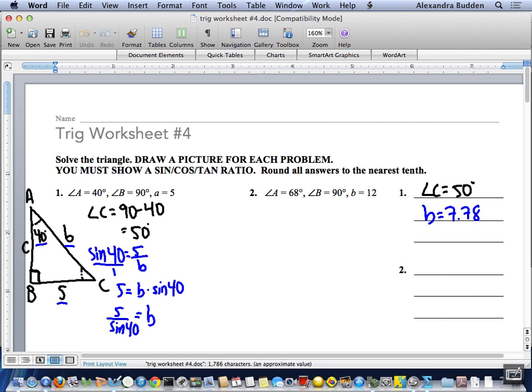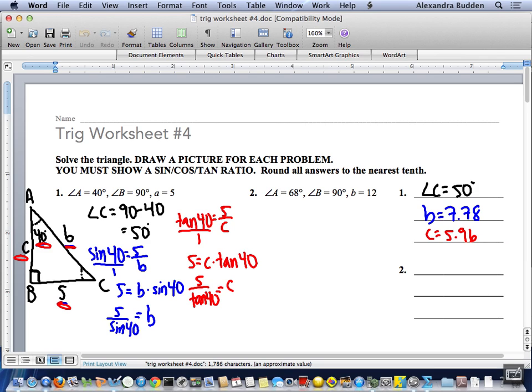Again, always go back to what you've been given. If we try to use this B and we found B wrong, then that's going to give us the wrong C. So I want to use this 40, this 5, and this C. 5 is opposite, C is adjacent, so we're going to use tangent. So I have the tangent of 40 is equal to 5 over C. Again, we need to use cross products. So we get 5 is equal to C multiplied by the tangent of 40. So C is equal to 5 divided by tangent of 40. When I put that in my calculator, I get C to be 5.96.